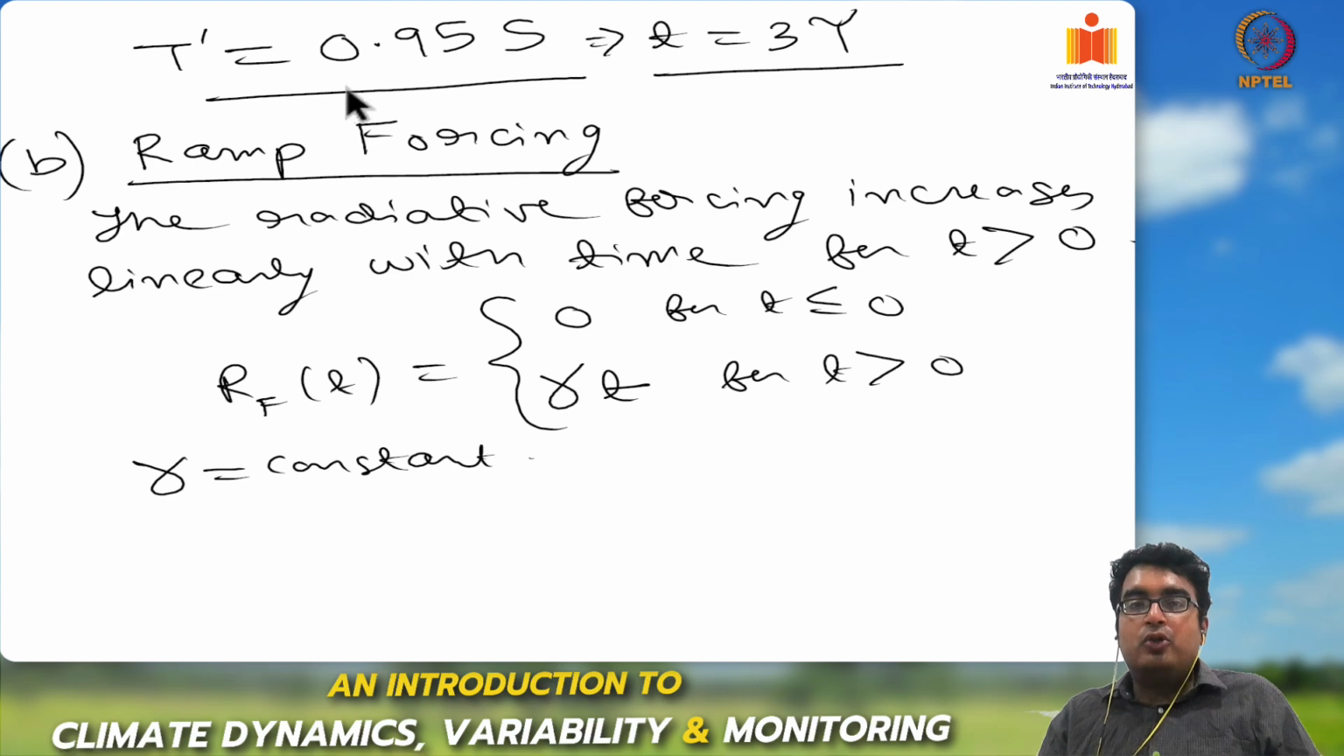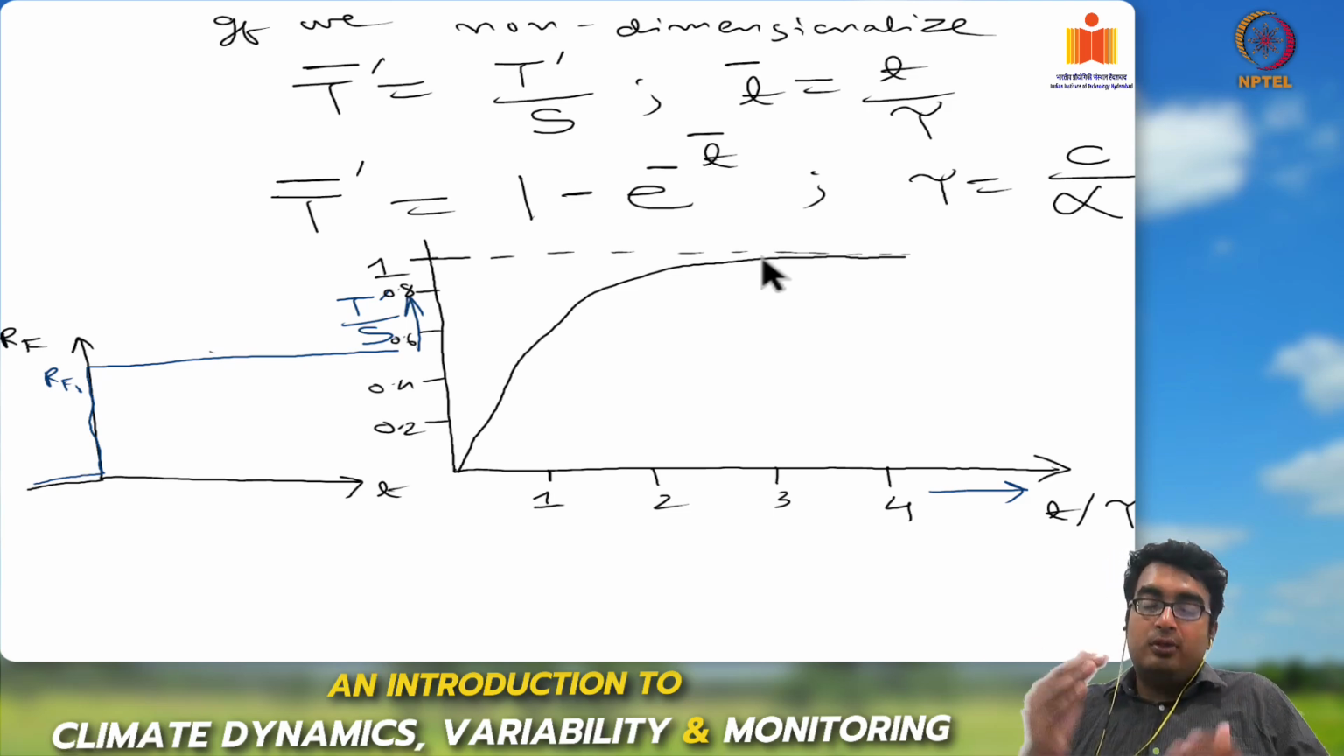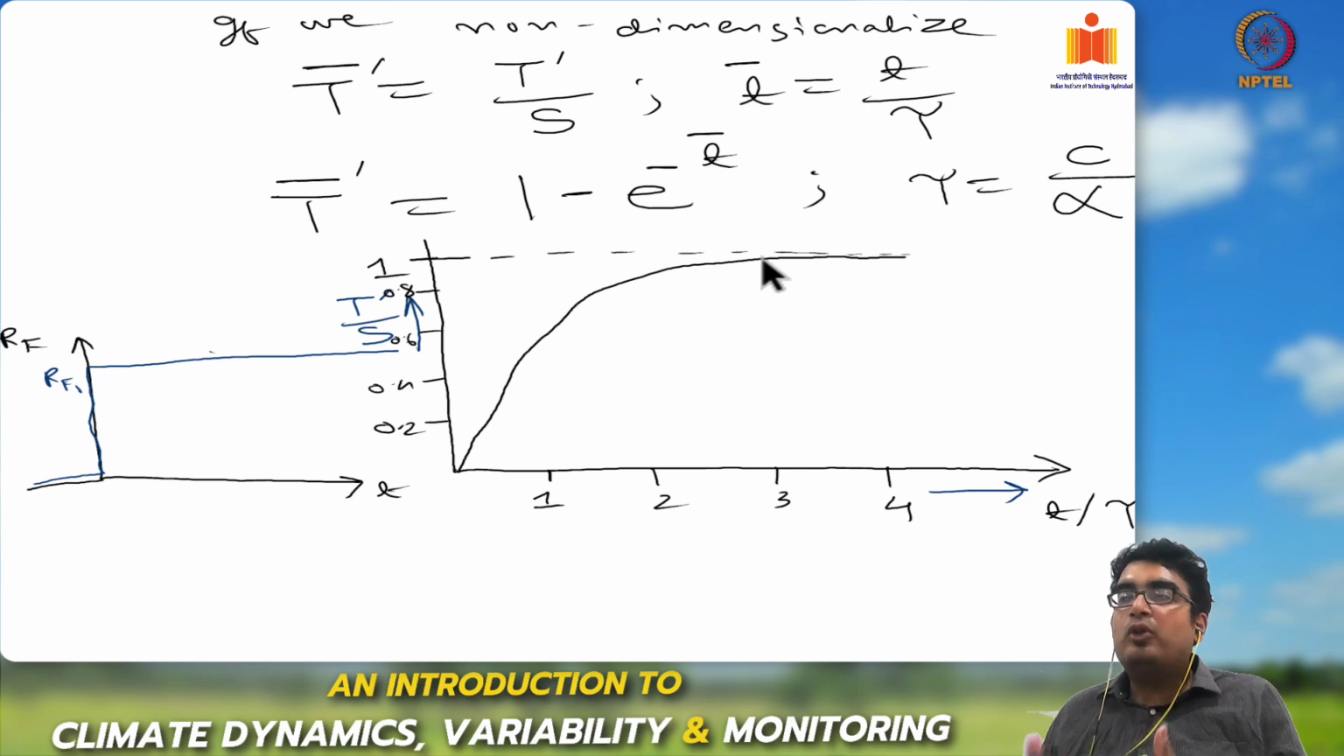We can also show that T prime reaches 95% of the final steady state perturbation value at t equal to 3 tau. So when t bar is equal to 3, this is equal to 0.95. So the perturbation has reached 95% of its final value by the time the total time is 3 times the relaxation time, or the climate feedback response time.